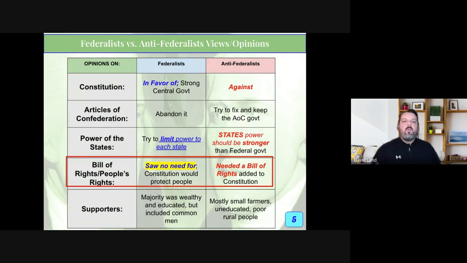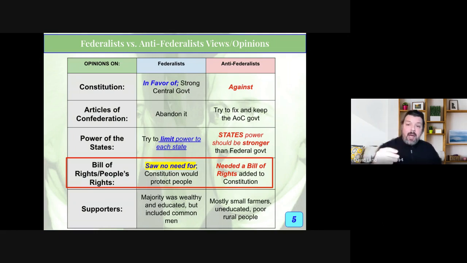What else? Well, this is a big sticking point right here: the Bill of Rights, people's rights. Federalists didn't see a need to include any particular rights for people in the Constitution. They just saw it as the Constitution would protect them. But the Anti-Federalists were very, very against this idea because they knew they needed to see that list of rights, a Bill of Rights, in that Constitution to protect everyone.